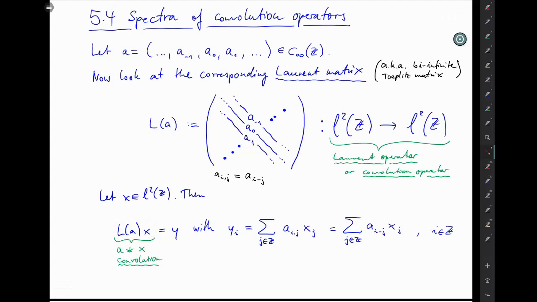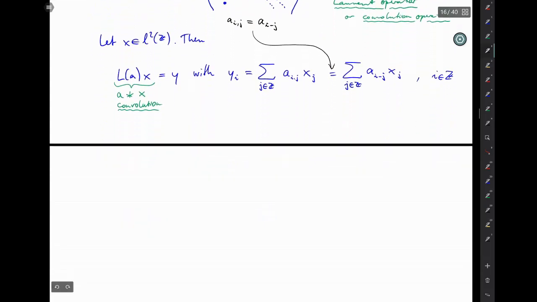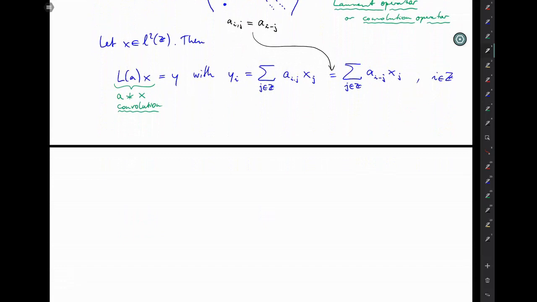Convolution in German is Faltung. Well, maybe you recognize it now. Okay, let's look at some simple examples, and maybe then you believe me that convolutions are everywhere.